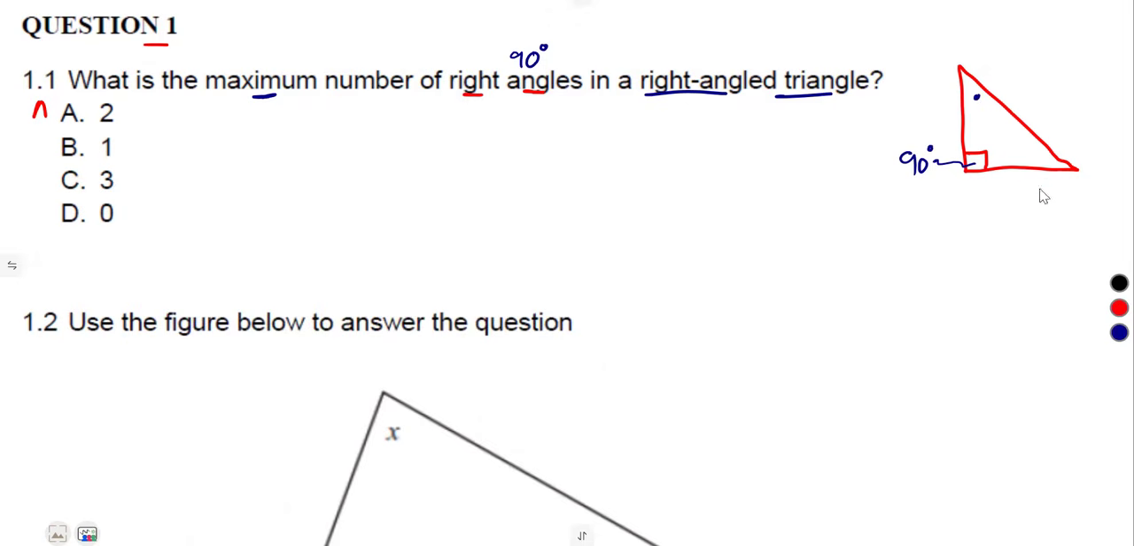These two angles that are remaining are less than 90 degrees. This angle that we are talking about here will be less than 90 degrees. This angle that is here is also less than 90 degrees. There is only one which is exactly equal to 90 degrees, that right angle. So the best answer there was going to be B, where there is one.